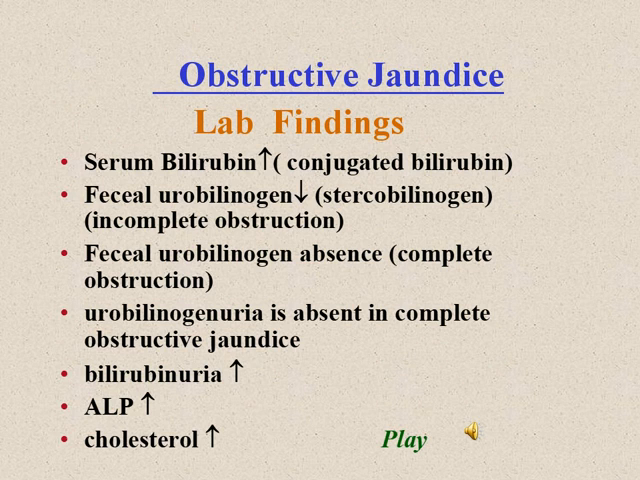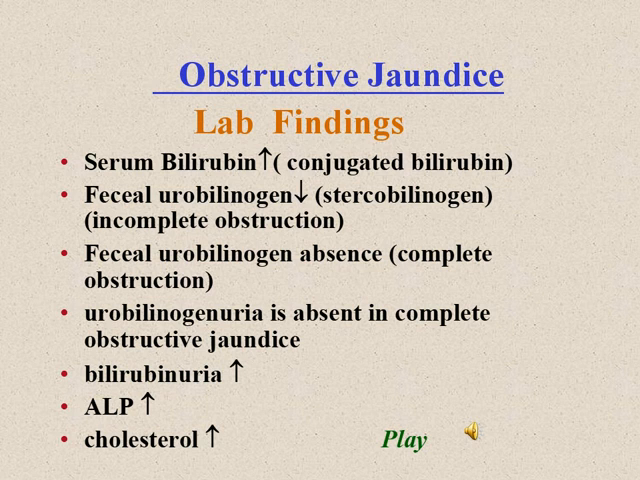Obstructive jaundice lab findings. Serum conjugated bilirubin level increases. Fecal urobilinogen or stercobilinogen decreases in incomplete obstruction, and is absent in complete obstruction. Urinary urobilinogen is absent in complete obstruction. Bilirubinuria, that means the bile pigment bilirubin, increases in urine, and alkaline phosphatase level is drastically elevated in obstructive jaundice, and also cholesterol level increases in obstructive jaundice.